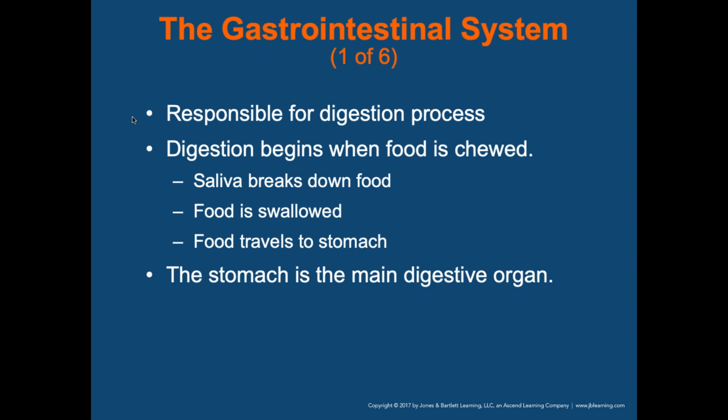Let's go to the next one here. The gastrointestinal system is responsible for the digestion process. Digestion begins when food is chewed. The saliva breaks it down and food is swallowed, goes down the esophagus into the stomach. The stomach is the main digestive organ. Inside of that, it has a lot of acids that break down this food to start the digestion, to push it through the large and small intestines to be able to excrete it back out. And prior to that, it's taking all the nutrients to the body for energy.